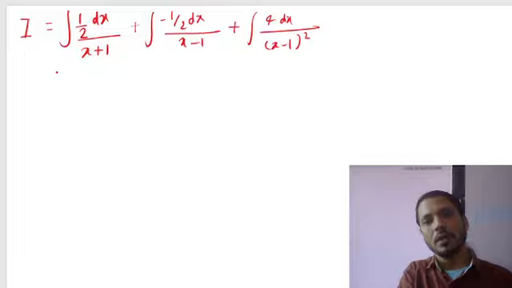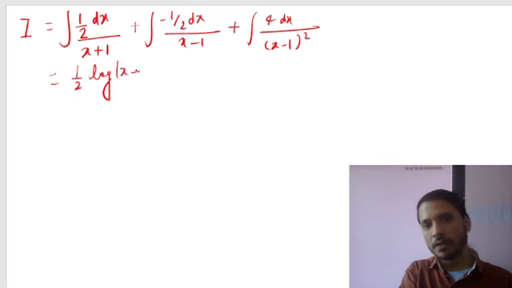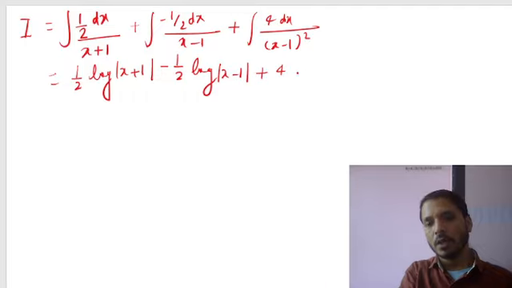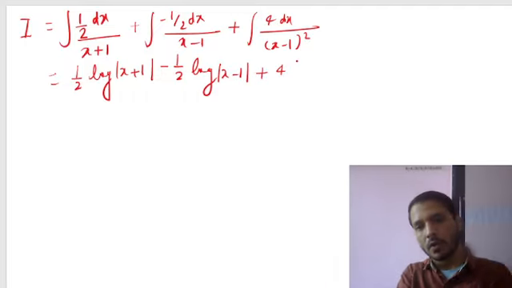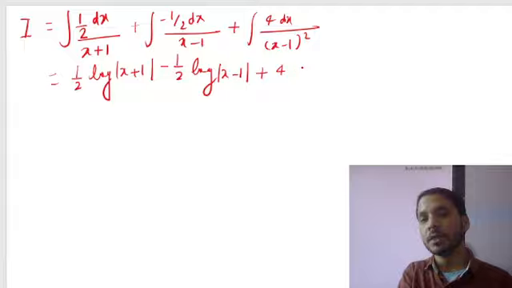So finally this is our I1, I2, I3. Here 1 by 2 log mod x plus 1, right? Here minus 1 by 2 outside, it will become log x minus 1, right? But what is the answer of this part? This is x minus 1 whole square, right? So in the case of this square, let us suppose x minus 1 is equal to t, so dx will be equal to dt.